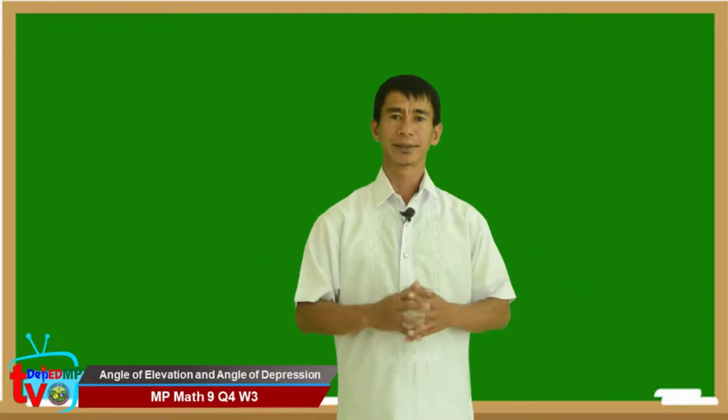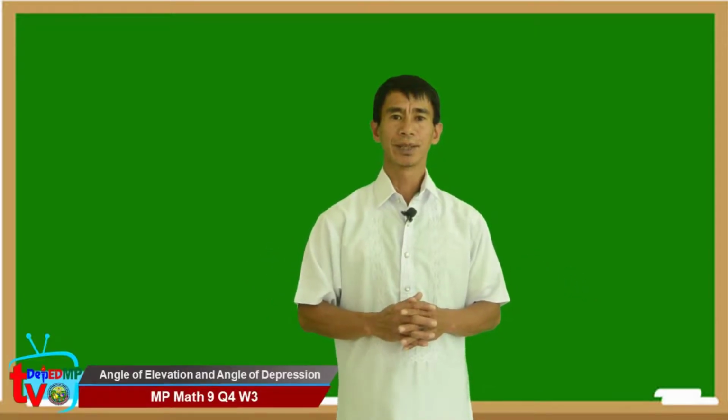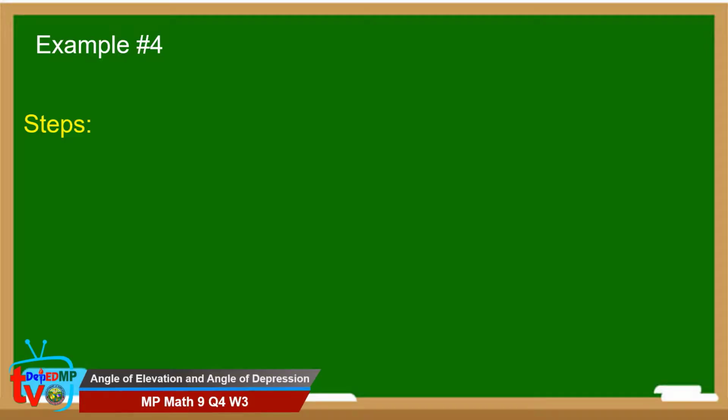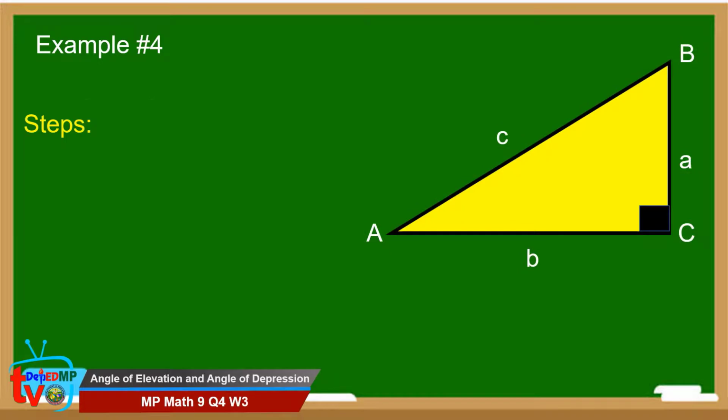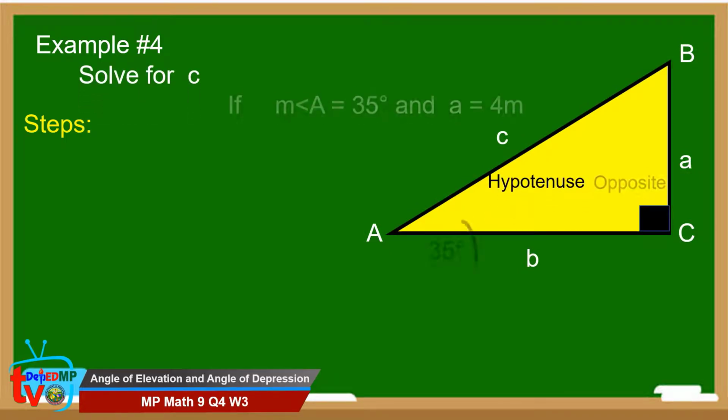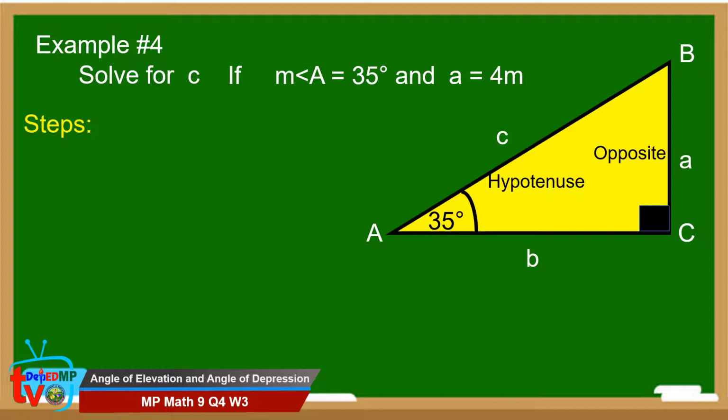Did you understand the three examples? We had just applied solving for the angles of elevation using SOHCAHTOA. For our next examples, we will be solving for the measures of the unknown side using still the basic trigonometric ratios. For example, we solve for the hypotenuse C if measure angle A is 35 degrees and the opposite side A is 4 meters. Now, which among the basic trigonometric ratios should we use?